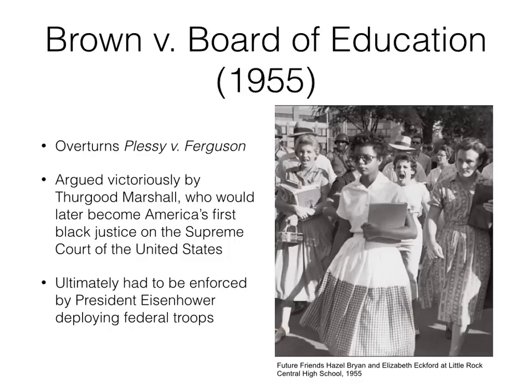One of the interesting stories that has come out of this picture is that several years later, decades later, when both of them were grown women and had children, had families, Elizabeth Eckford tried to find Hazel Bryan to reach out to her and to apologize and to say that she felt awful for her role in this, and she has to live with the fact that she's famous for this for her whole life.